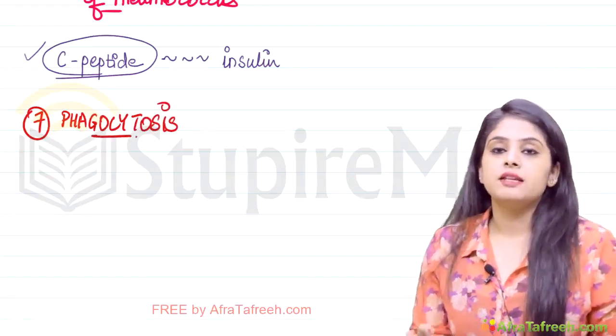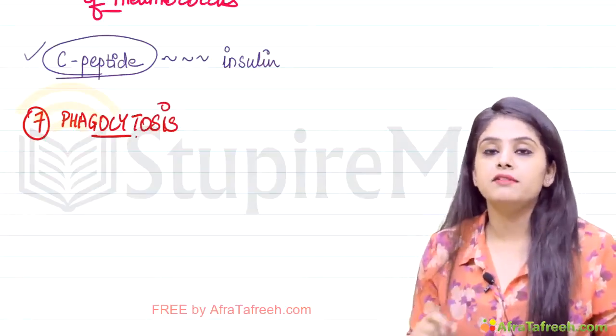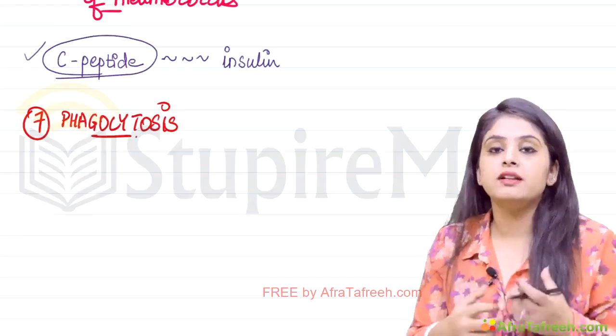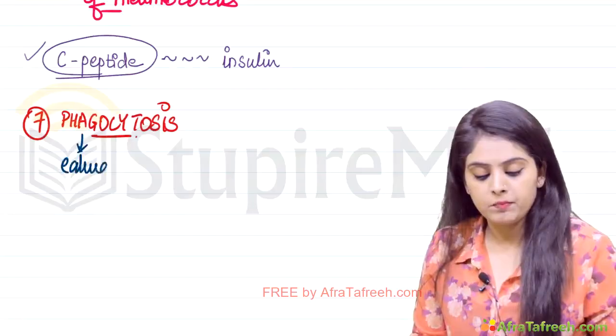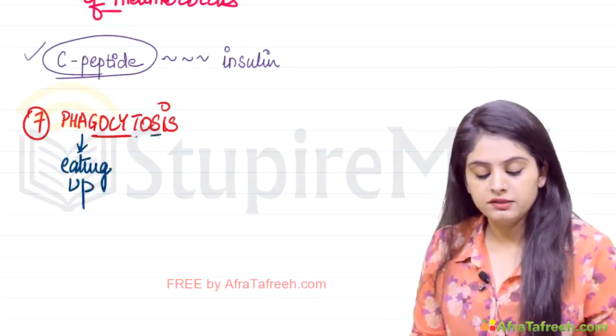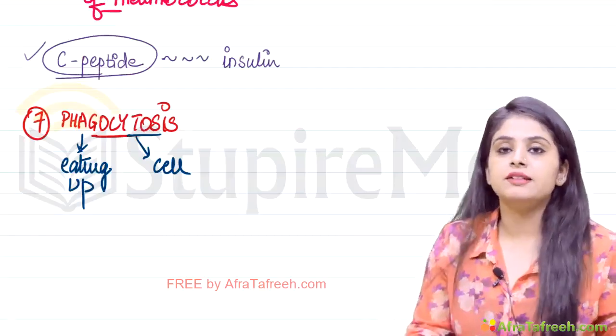Now, this is the final step for which everything was being done up till now, phagocytosis. What do you mean by phago? Phago means eating up, engulfing. Cyto means cell. So, a cell is going to eat up the bacteria. That is exactly what we have.